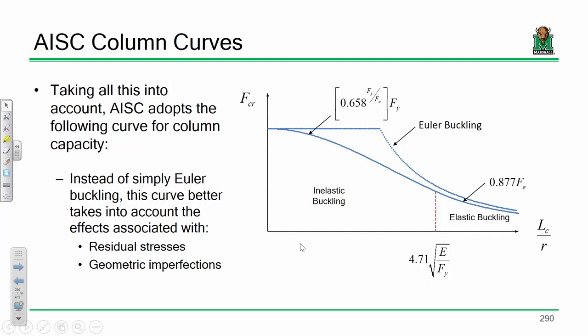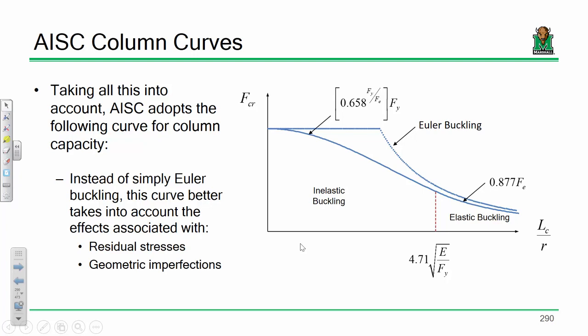Now, how do you come up with 4.71 square root of E over Fy? You just take these 2 equations, set them equal to one another, and solve for slenderness, and that's what you get. So there's no real magic behind that value. That's just the delimiting value as to whether we're in inelastic buckling territory or elastic buckling territory.